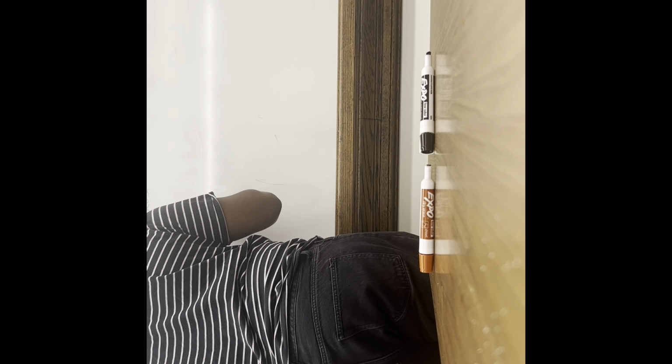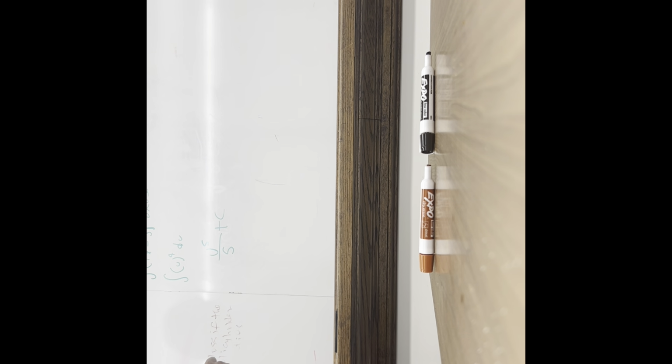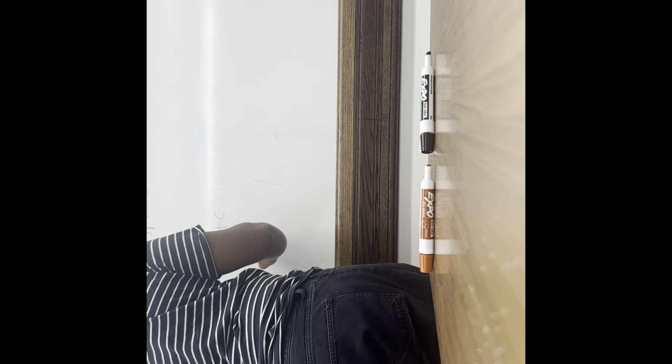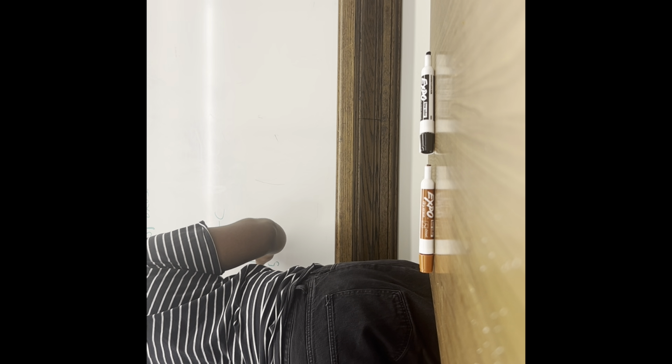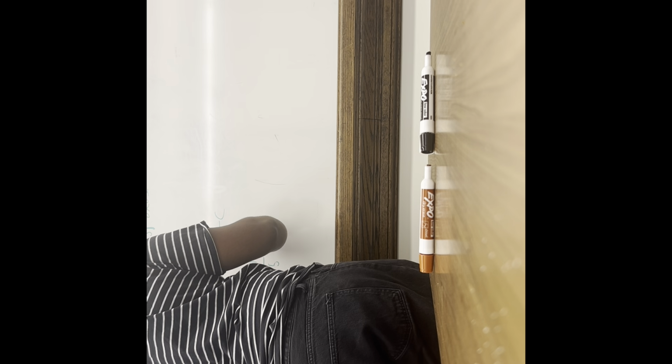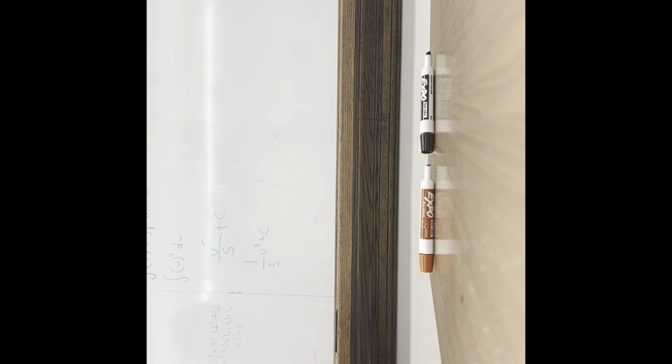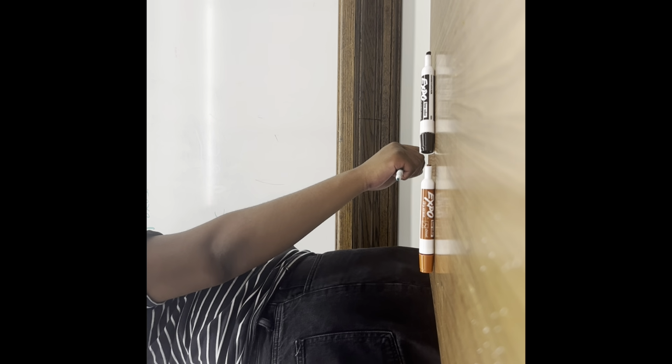Now, we can go straight to integration: u to the 5 over 5 plus c. That's basically it. We can write it as 1 over 5 u to the 5 plus c. Very easy, very simple. And that's basically it for u substitution for indefinite integrals.